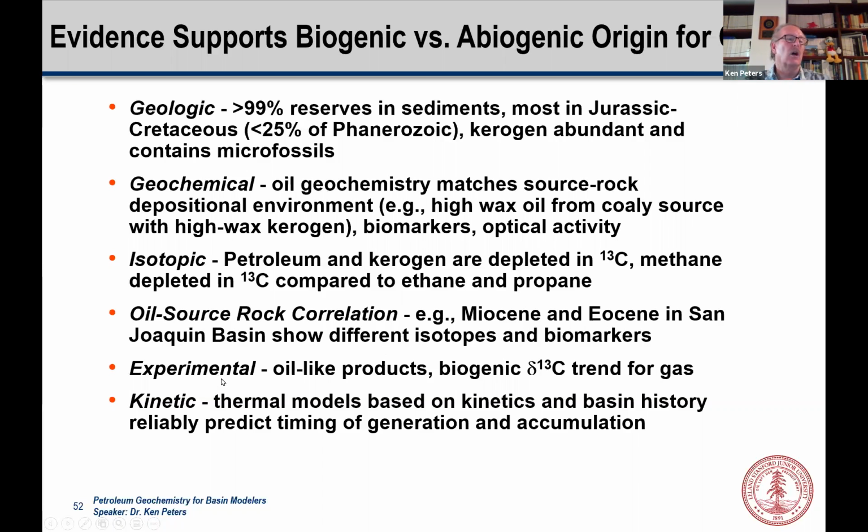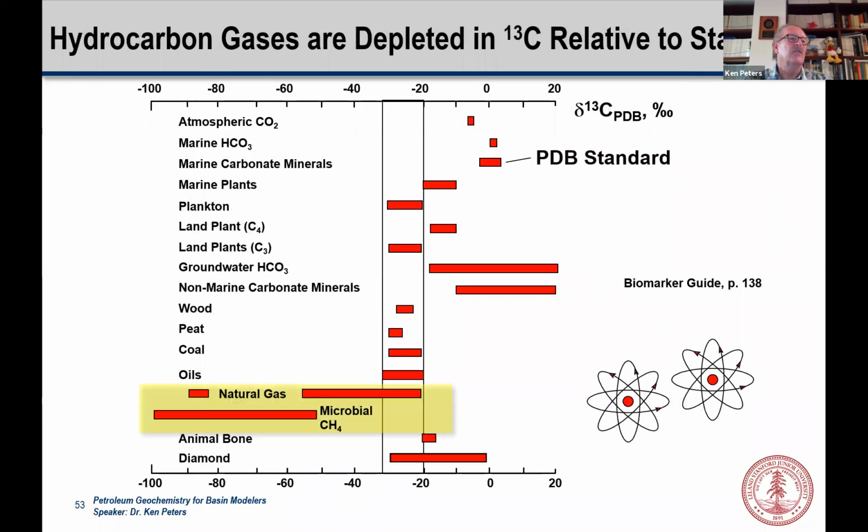We can do experiments as well. We can generate oil-like products from organic rich source rocks. And we have a biogenic carbon isotope trend for the gases that are made. In other words, the gases are cracked from organic matter, right? And we'd also do kinetics, thermal models based on kinetics and basin history. We know they reliably predict the timing of generation and accumulation, which we can actually validate by looking at real sediments. So just a few very quick slides.